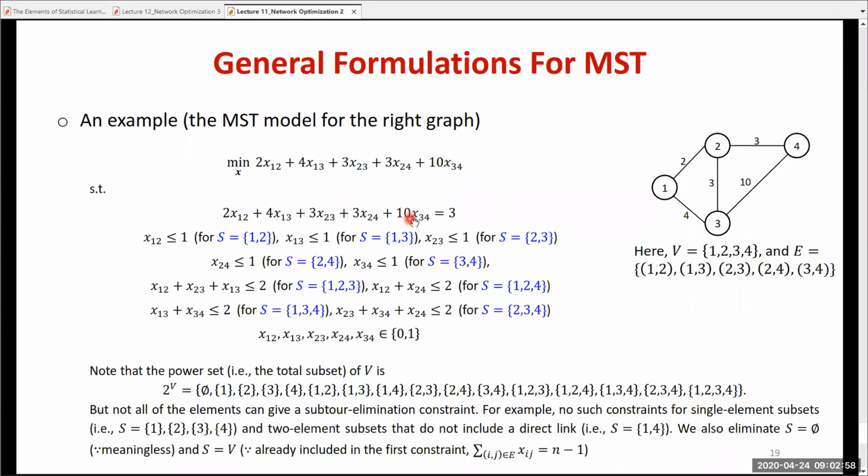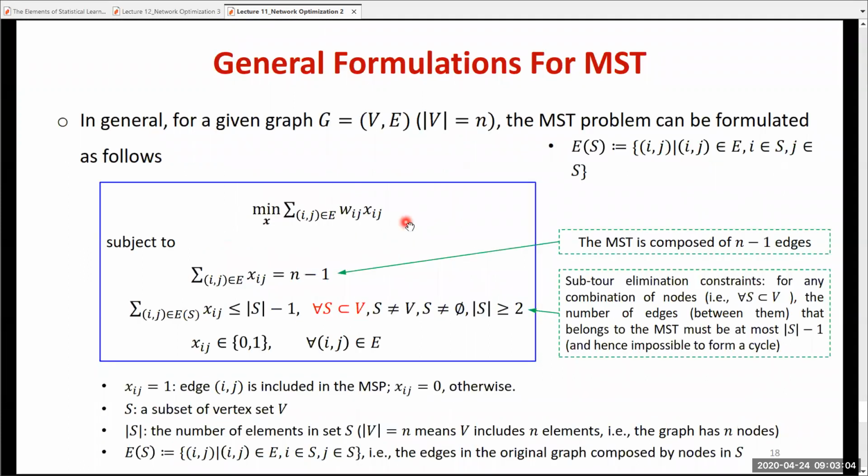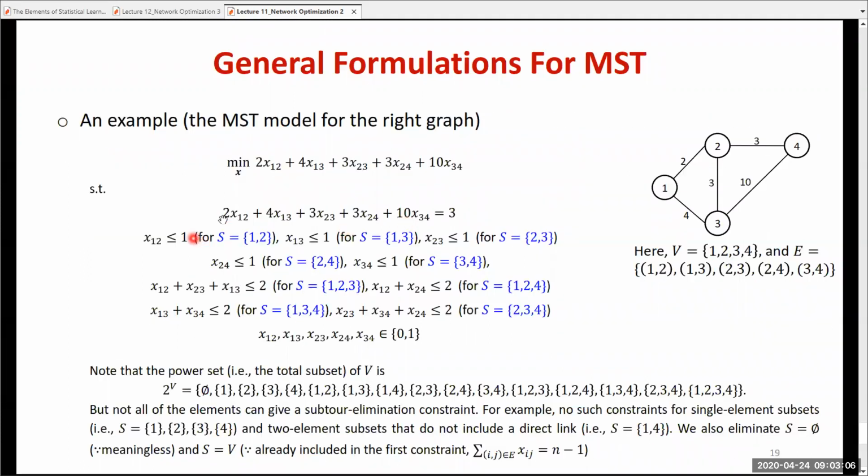And the left-hand side is the summation of all edges. I have a typo here. I should not have deleted all this; I will update it afterward because I copied and pasted and forgot to delete these coefficients. There should be no weight coefficient here. It should just be x12 plus x13 plus x23 plus x24 plus x34 equals 3.